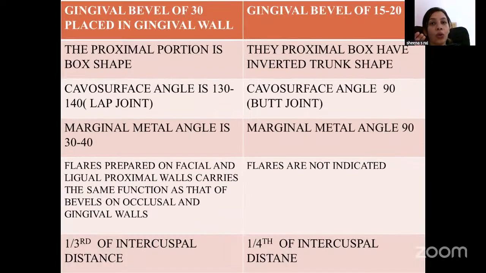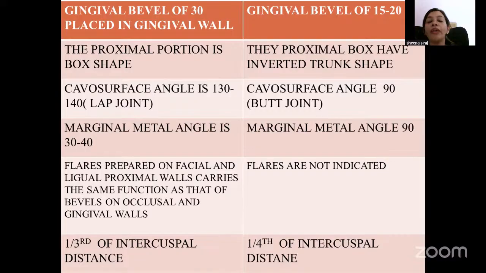Gingival bevel, as I told, is seen in amalgam. It is 15 to 20 degrees. While in the case of inlays, it is 30. That is twice that of the gingival bevel that is seen in amalgam. Right. The proximal box of amalgam is in an inverted truncated shape. But here the proximal box is like a box shape.